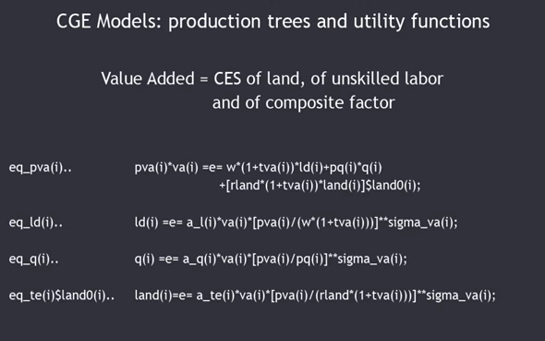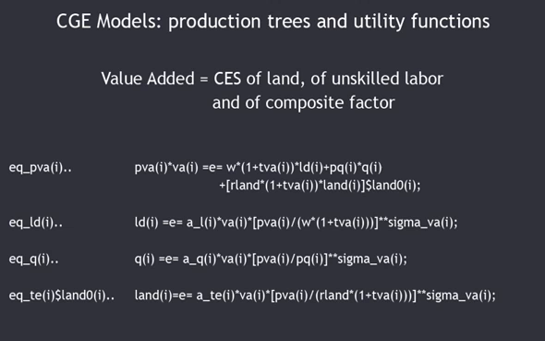So the first equation is therefore PVA in sector I times VA in sector I must be equal to W multiplied by 1 plus TVA in sector I multiplied by LD in sector I, plus PQ in sector I times Q in sector I, plus R_land, which is the remuneration of land, times 1 plus TVA in sector I times land in sector I. And here I have a condition which is $land0 in sector I. So the total value added is the sum of the value of unskilled labor used in the sector, the value of land used in the sector, and the value of the composite factor employed in the sector.